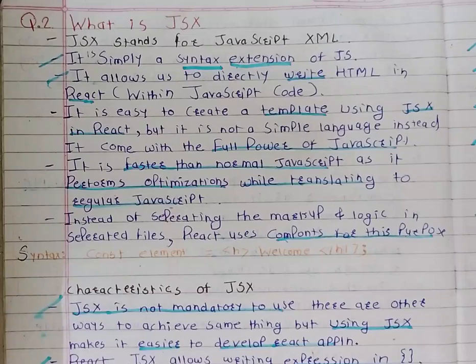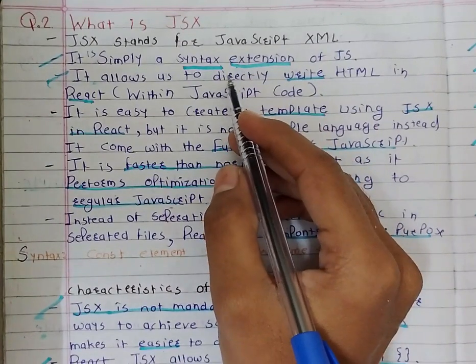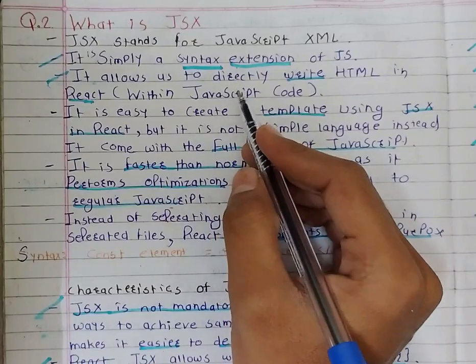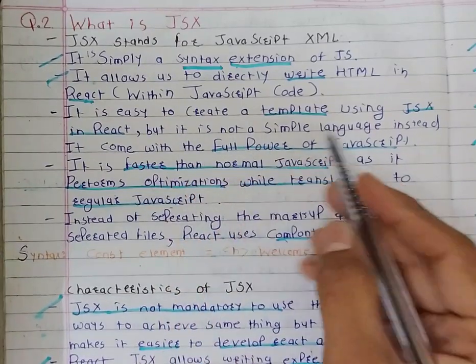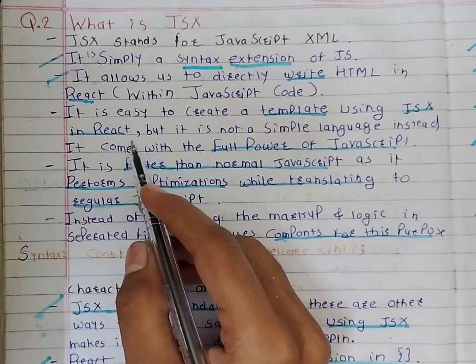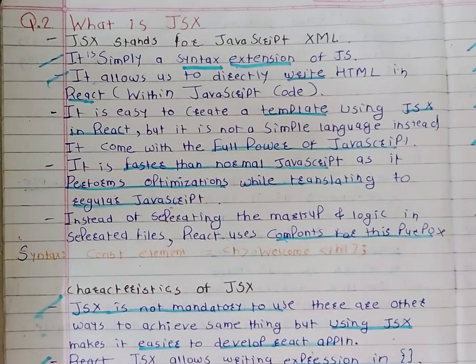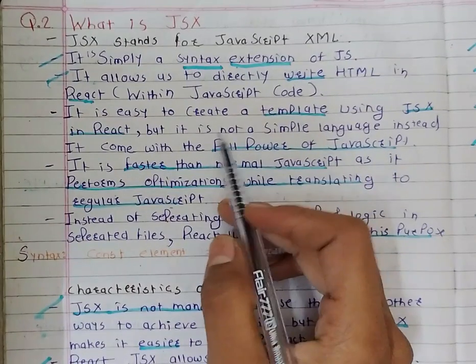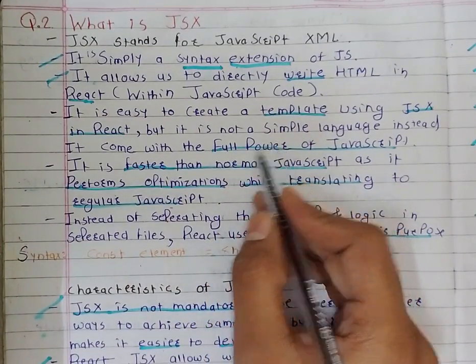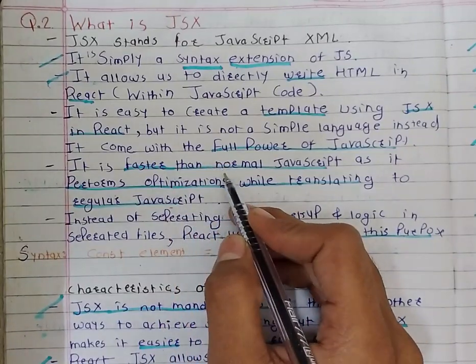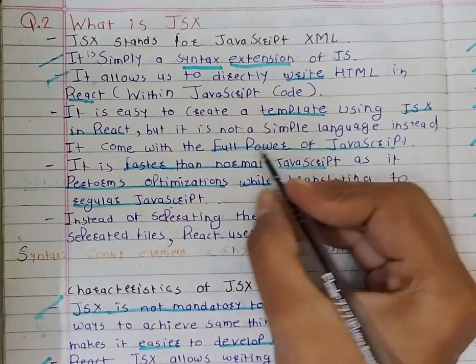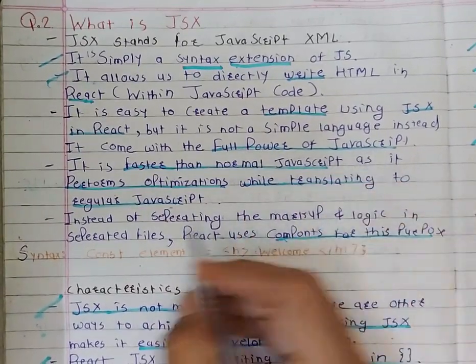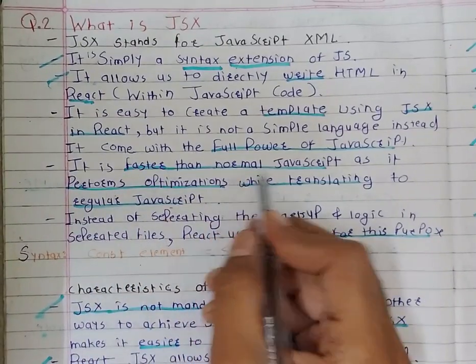In JSX, what we can do, we can embed JavaScript inside HTML. It gives us that access. It is easy to create a template using JavaScript in React. So in React we can easily create a template using JSX, but it is not a simple language. Instead, it comes with the full power of JavaScript. It is faster than normal JavaScript.